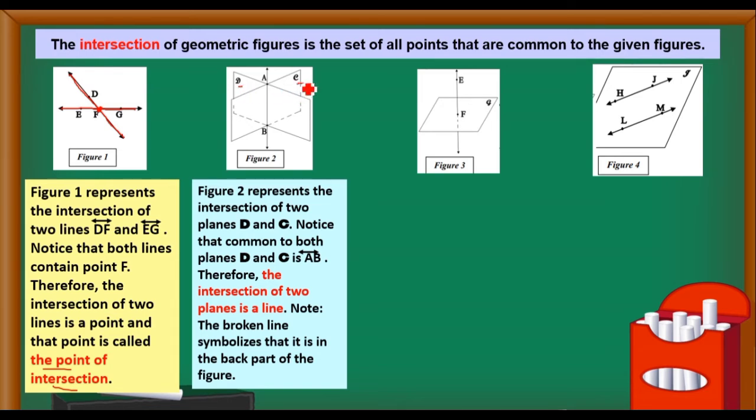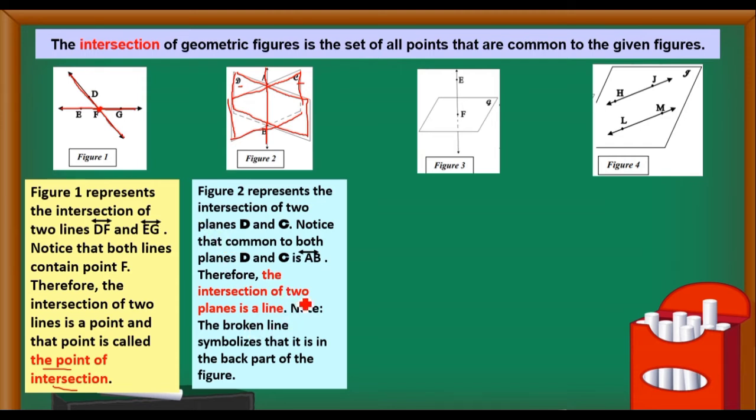Kung i-figure out natin, i-imagine natin, ito po yung plane D. Ayan po si plane D. Ngayon, si plane E, or plane C, ito naman po yung plane C. So, kung makikita natin, kapag sila po ay nag-intersect, makakabuo po ng line. Ito yung pinakagitna. Okay? So, notice that common to both planes D and C is line AB. Ito po, si line AB.